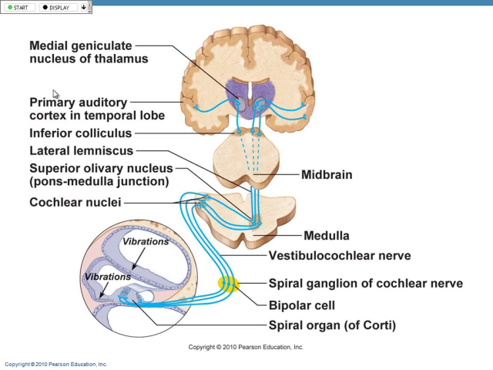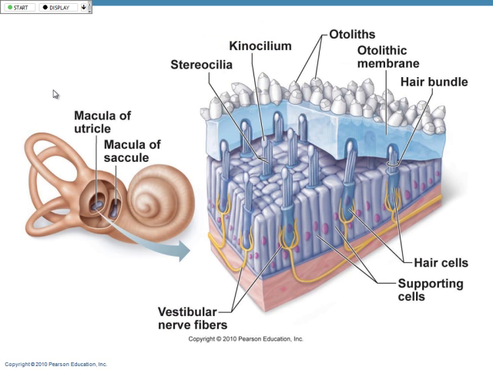What part of your brain? In the temporal lobe. So in the cortex of the temporal lobe, we are going to process that information. In the medial geniculate nucleus of the thalamus, we're going to get the information there. So everything leading up to that is the pathway this information will take for processing in the cerebral cortex. Yes? Good.